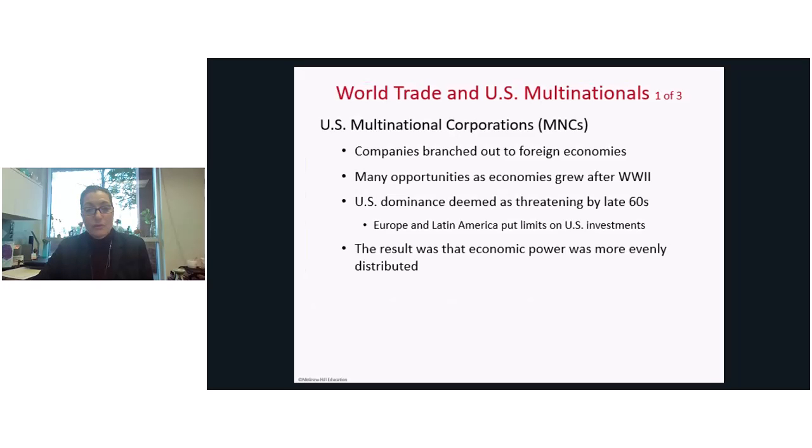US multinationals branched out to foreign economies, and many economic opportunities came to bear after World War II, after GATT was enacted. US dominance was deemed as threatening by the late 1960s. The thing is that Europe and Latin America put limits on US investments, so they blocked. The result was that economic power was more evenly distributed.